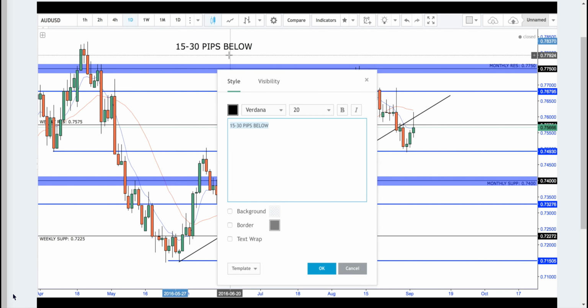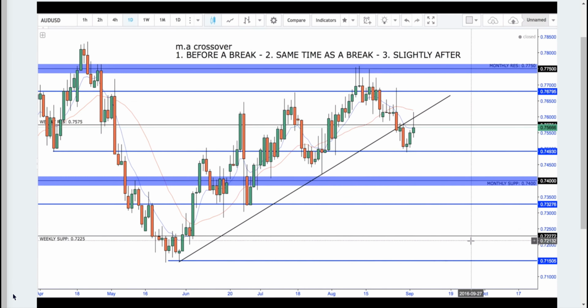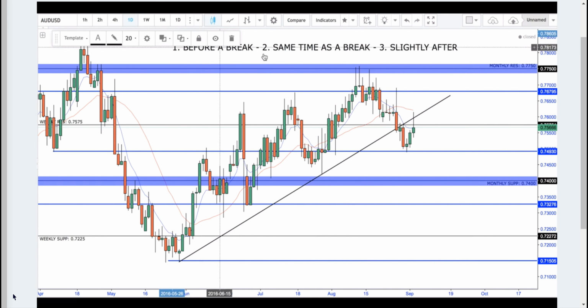So we have the MA cross. Now the MA crossover is going to come, one, before a break, two, at the same time as a break, or three, slightly after the break. Now this is in fact in the book, in the moving average crossover section.